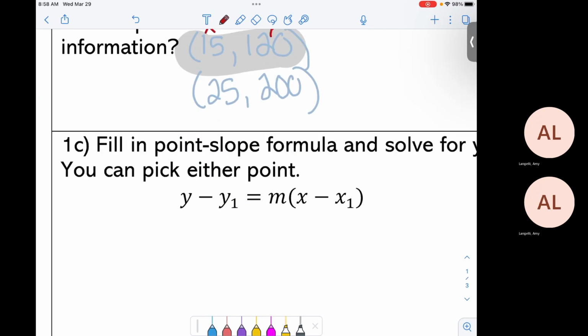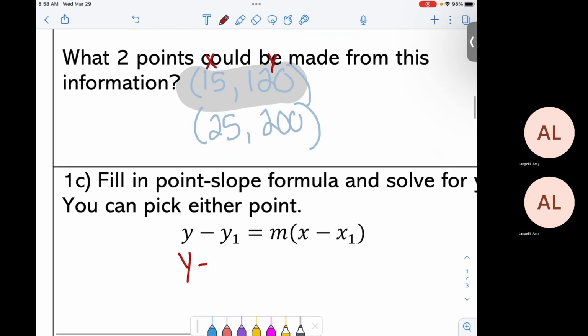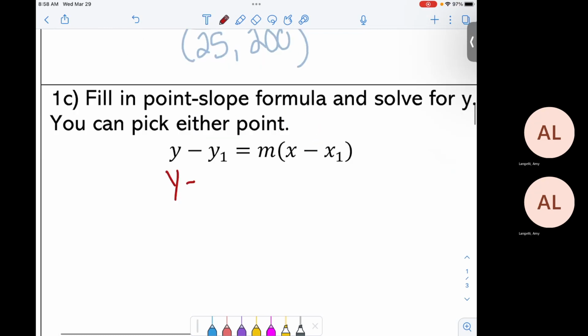All right, so we're going to put those in. Do you remember, do we put those in for y1 or do we put them in for y? Y1. That's correct. Very good. So we're going to do y minus, what was the y value we identified? 120 equals, do you remember what we got for m for our slope?